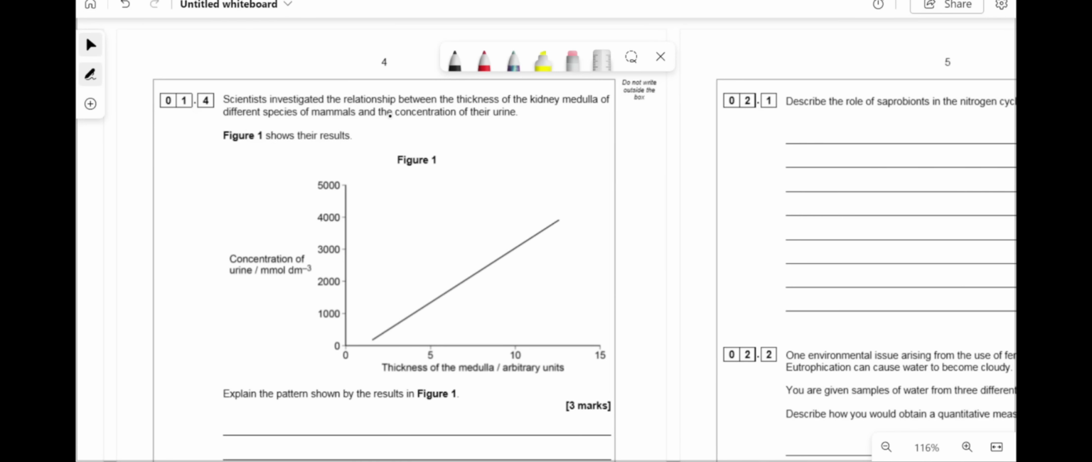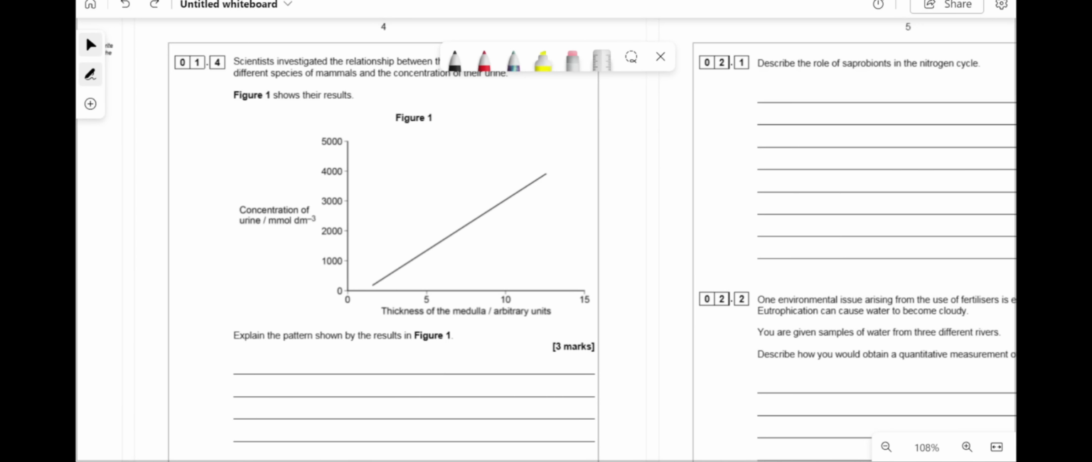Scientists investigated the relationship between the thickness of the kidney medulla of different species of mammals and the concentration of their urine, and figure 1 shows their results. So you've got the concentration of urine on this axis, and the thickness of the medulla, and you can see roughly speaking, as the thickness increases, the concentration increases. The question says, explain the pattern shown by the results in figure 1. So not describe, don't say as one goes up, the other one goes up. You need to explain why that happens. We can see that as the thickness increases, the concentration of the urine increases as well.